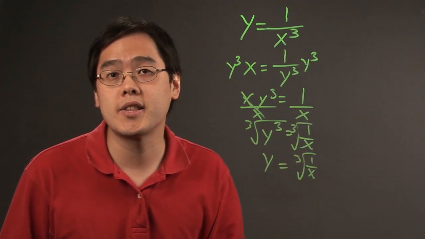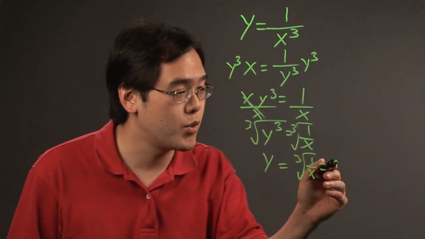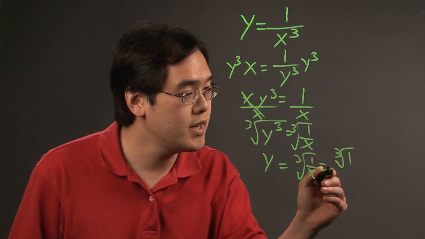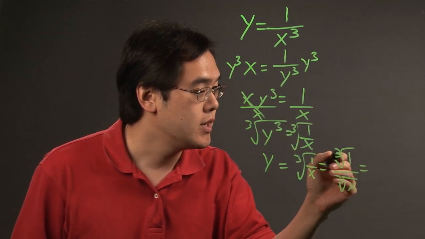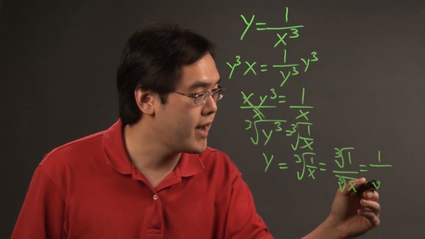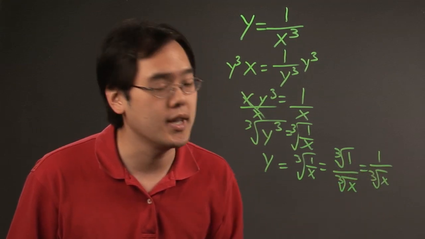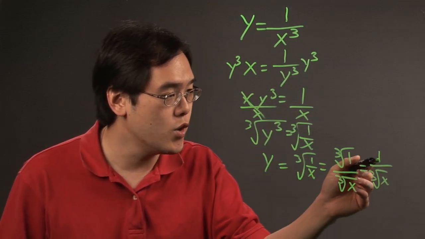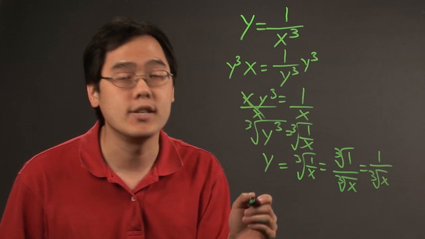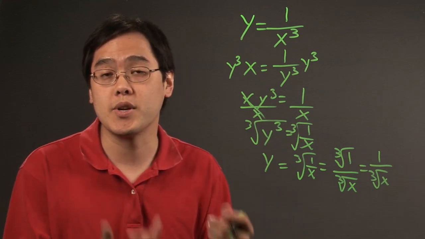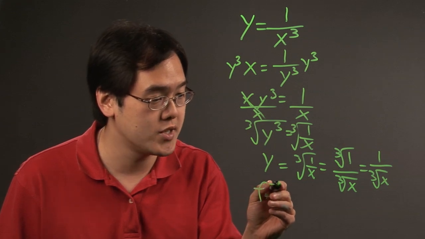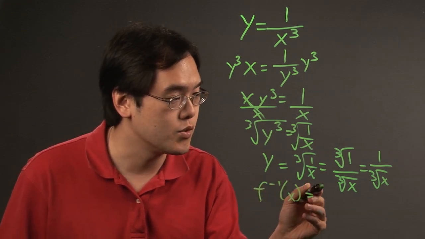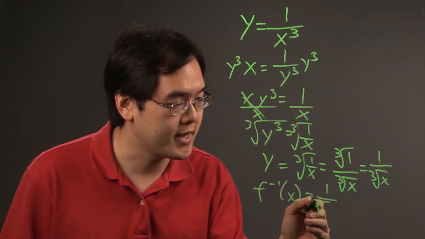Now you can simplify this a little bit by breaking it up into two separate cube roots: cube root of 1 over cube root of x. The cube root of 1 is 1, and cube root of x is about as good as it gets for the time being. So you have y is equal to 1 over cube root of x. And to express the inverse of a function, you want to use inverse function notation. So it would be f inverse of x is equal to 1 over cube root of x.